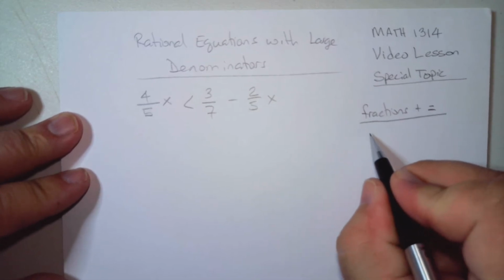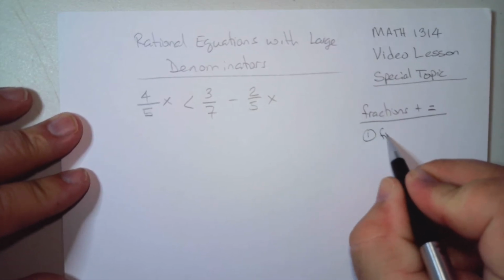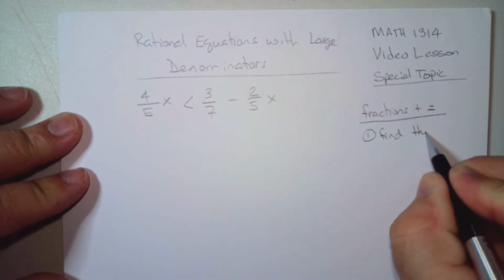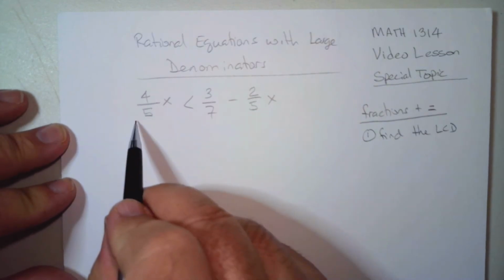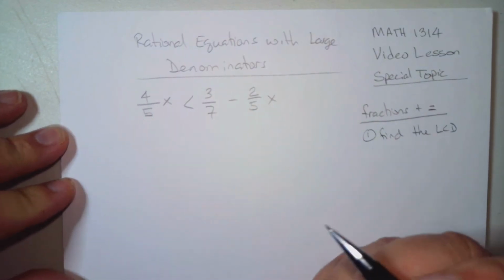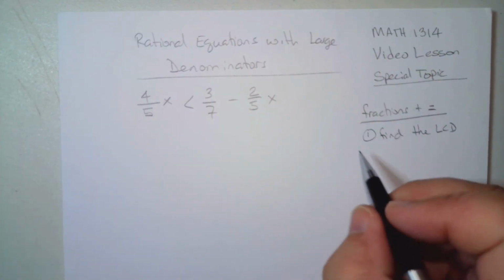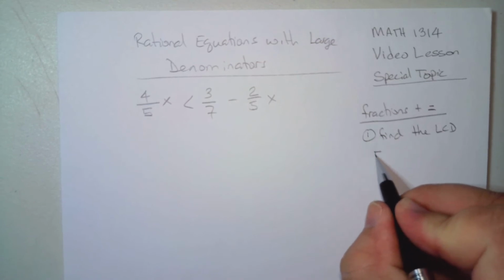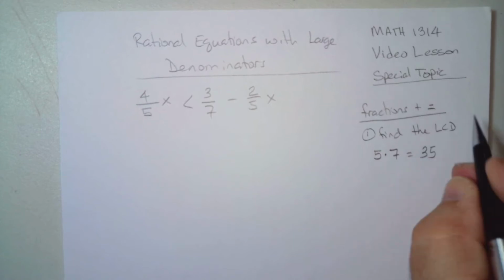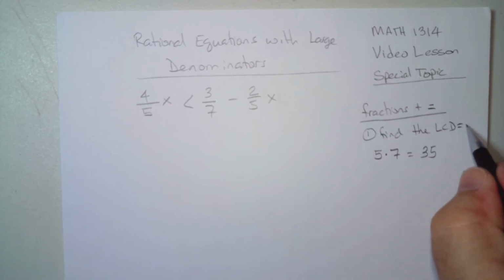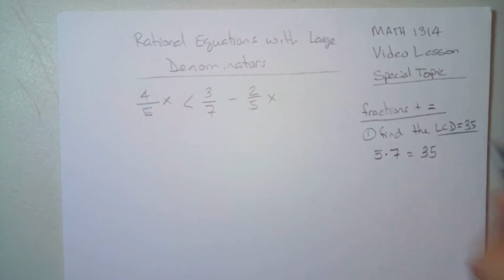you follow these steps. First, find the LCD. In this case, since 7 and 5 are both prime numbers, the easiest way to find the LCD is to do 5 times 7 equals 35. So the LCD is 35.